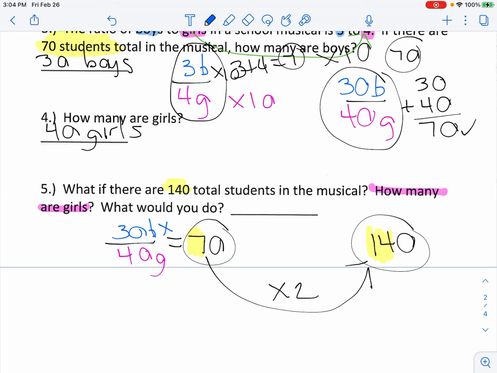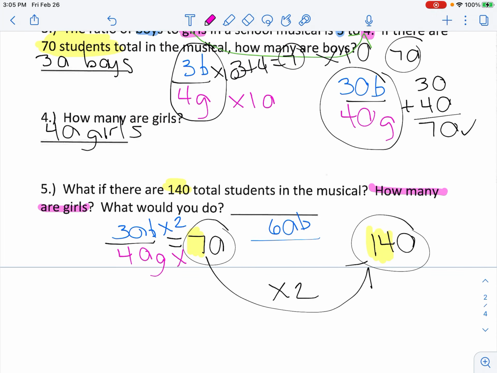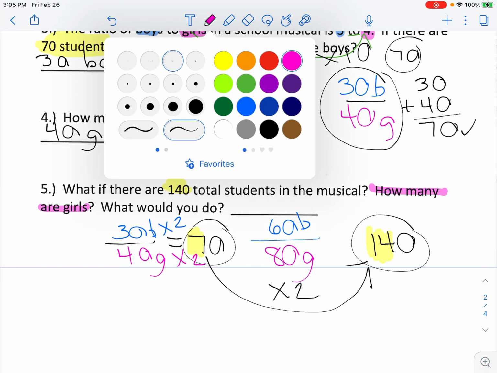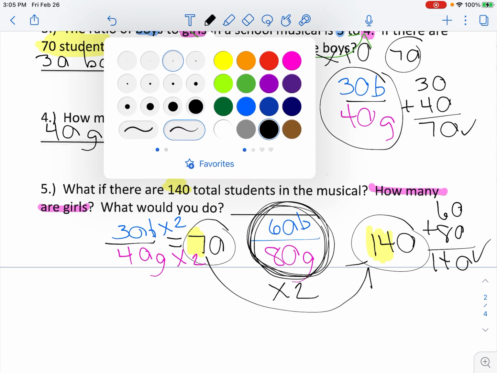So if I start back with my 30 boys and I do 30 times 2, that gives me 60 boys. And if I double the amount of girls, 40 times 2 is 80 girls. So let's focus on these numbers. 60 boys plus 80 girls. Is 60 plus 80 140? Check. What if there are 140 total students in the musical? How many are girls? 80 girls.